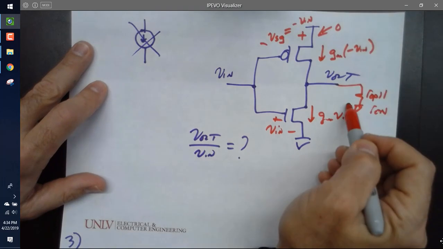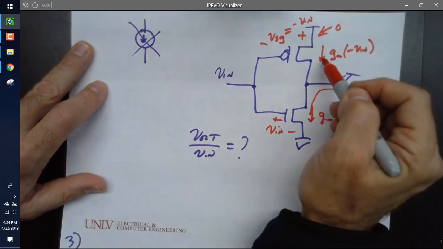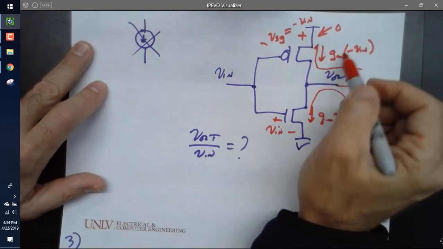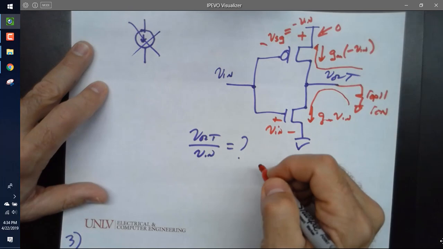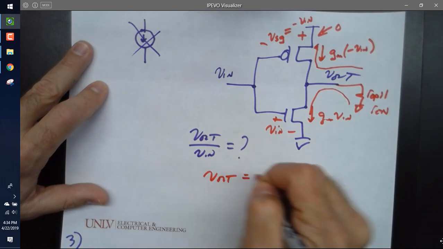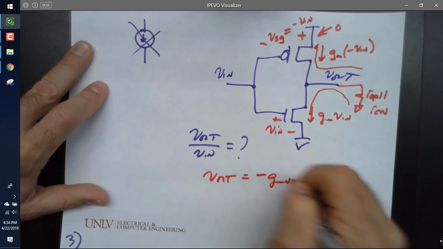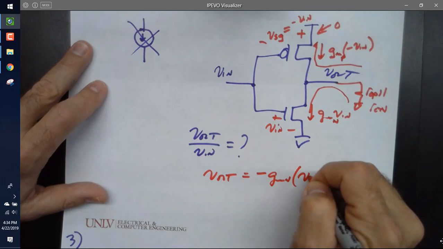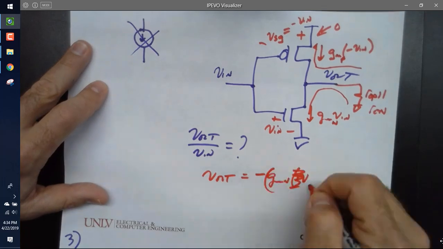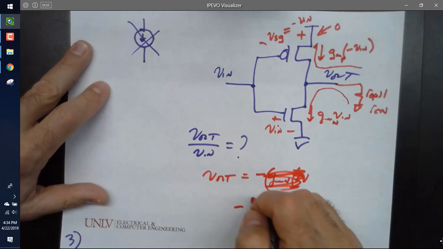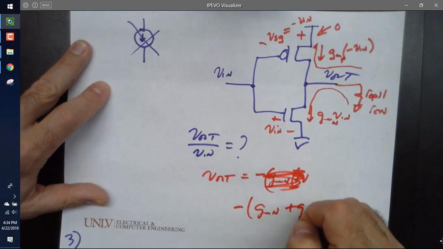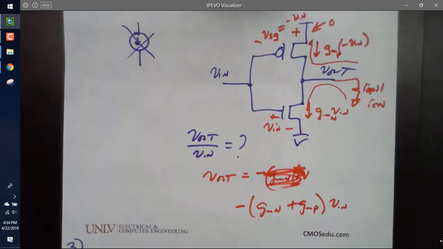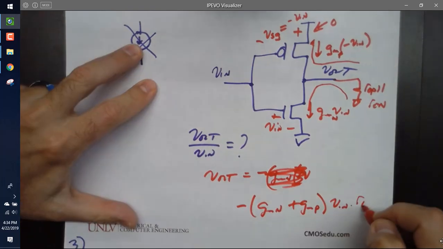And then let's see, this current comes in like that. That one also, if we put it, comes out in the same direction. So I can write V out equals minus, let me start over, minus (gmN plus gmP) times V in, times R out N in parallel with R out P. Does everybody agree with that?